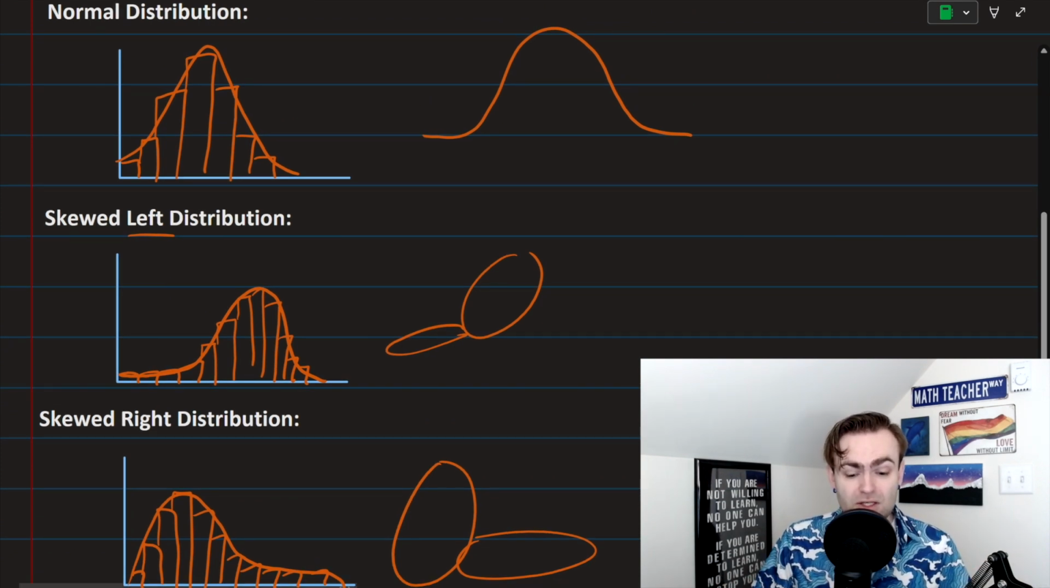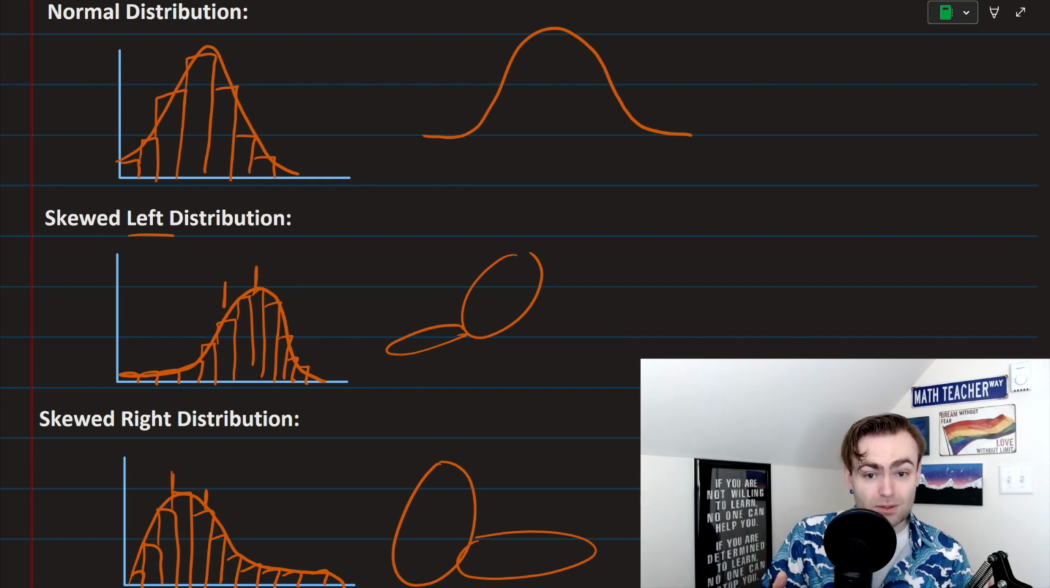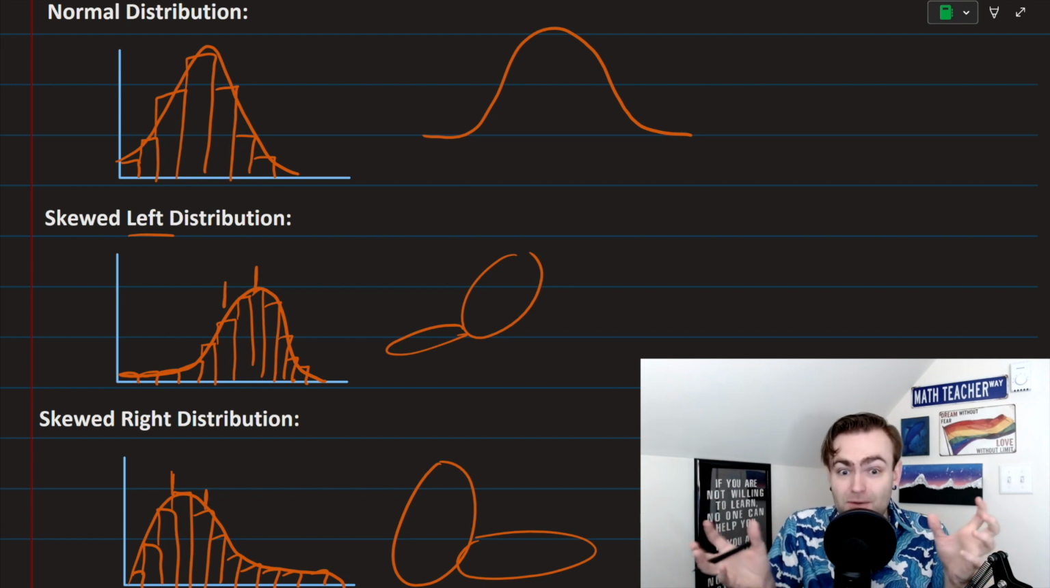Something I do want to mention is that for the skewed left and skewed right, the median and the average are going to be in different places. For a skewed left distribution, the middle of the data set is going to be different depending on how you view it.